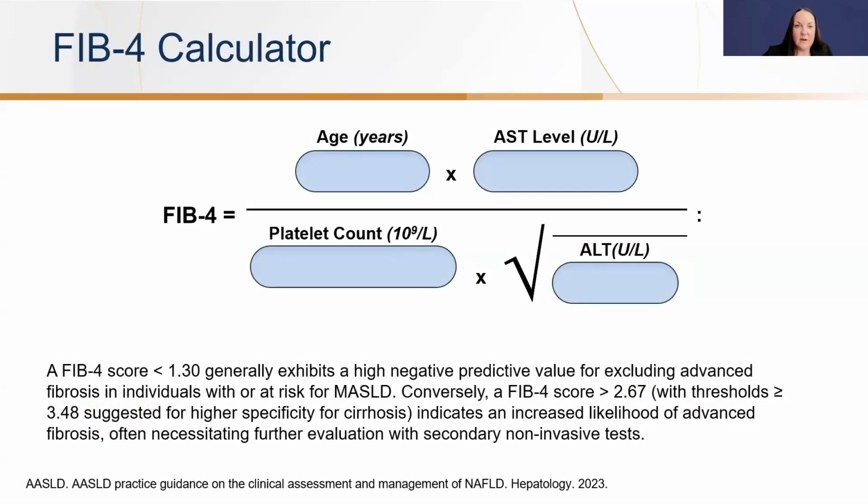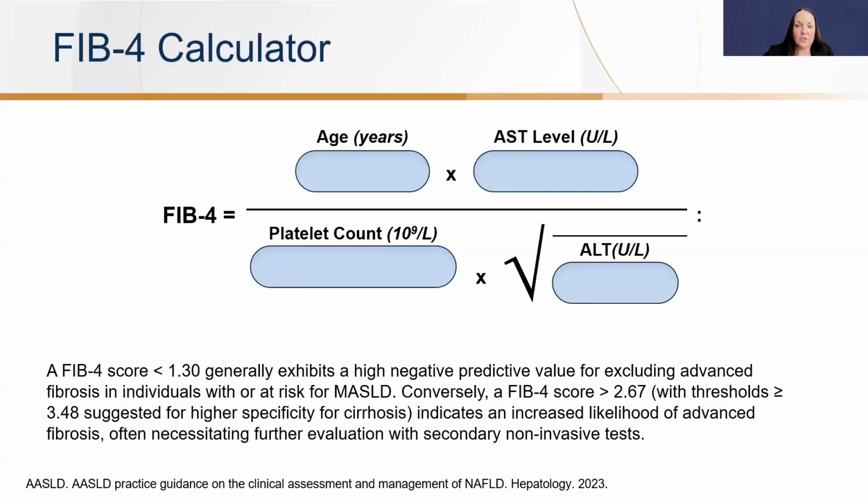FIB-4 is a very common calculator that is used to predict hepatic fibrosis. It combines the patient's age, AST level, platelet count, and ALT level. If you have a low FIB-4 score, this exhibits a high negative predictive value for excluding advanced fibrosis in our patients. So if you have a low FIB-4 score, you can be confident that the risk of fibrosis is actually low.